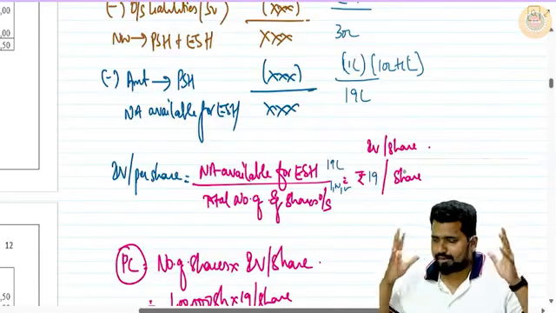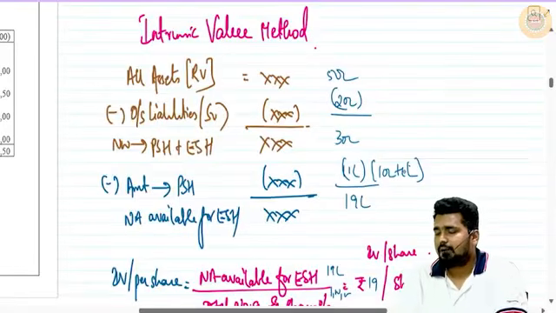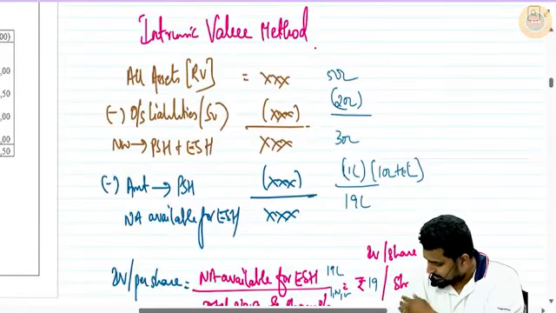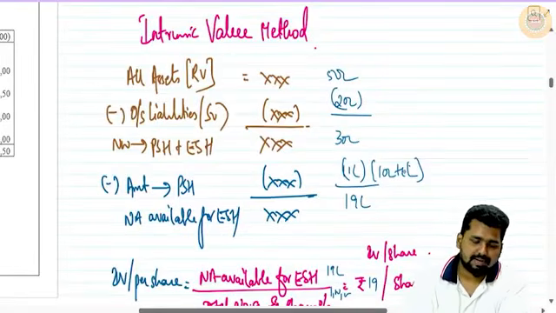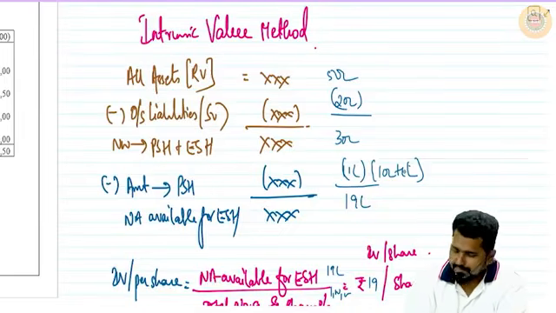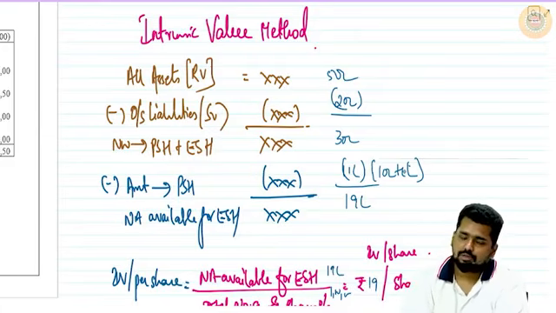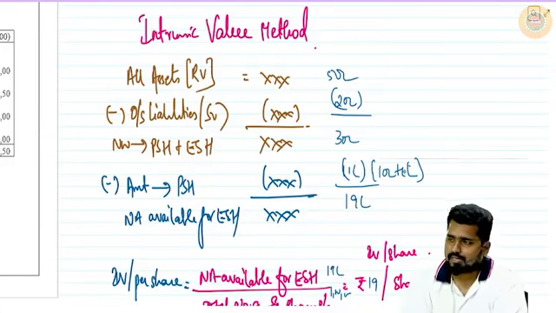Every time when I am confused, first I have to find my real value. How to find real value? All assets at realizable value minus all liabilities, that is outside liabilities at settlement value. You'll get net worth for preference and equity. From that, you subtract the amount payable to preference shareholders. Whatever you get, that is the amount available for equity shareholders. With that, if you divide by number of shares of that company, you will get the intrinsic value.